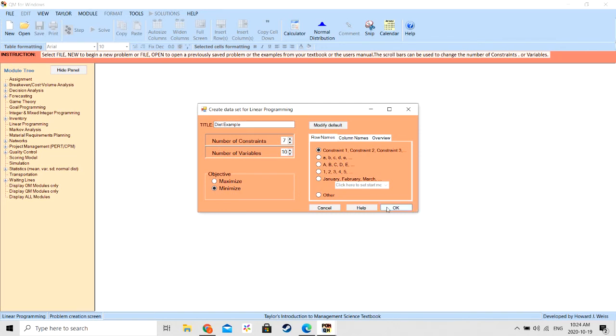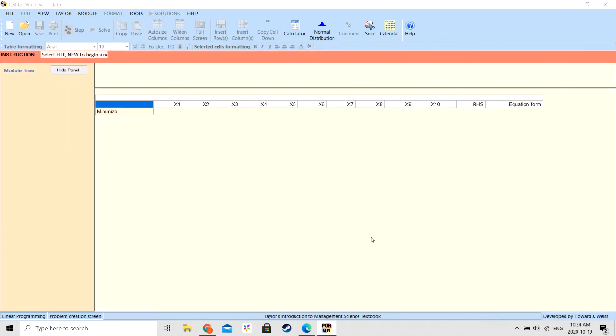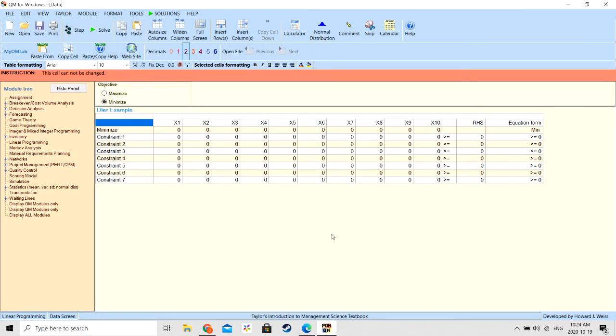So we hit OK, and we have this relatively complex board. But let's see if we can make it a little simpler by adding some titles in. Please be patient while I enter the titles.